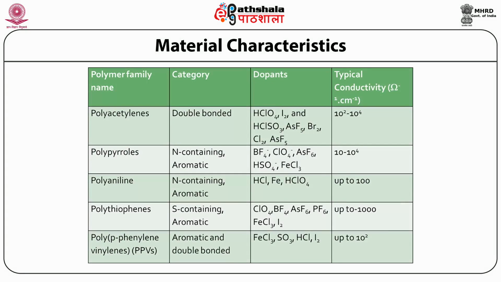Material characteristics. This table lists some important conducting conjugated polymeric materials along with their electrical conductivity values. As the list suggests, dopants have huge potential to tailor the conductivity of these polymers, which can be as high as 10^5 to 10^6 ohm^-1 cm^-1.